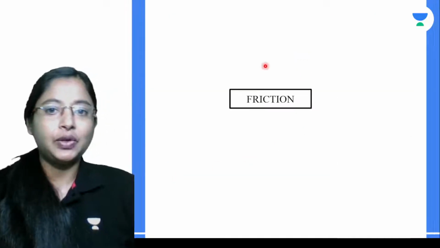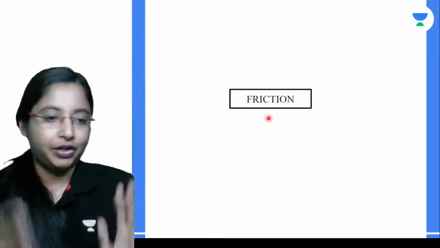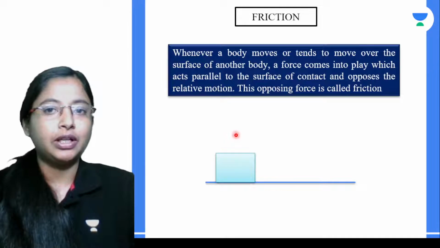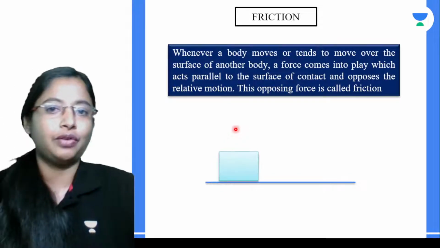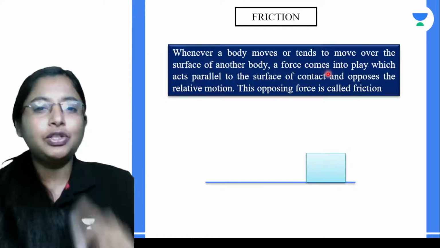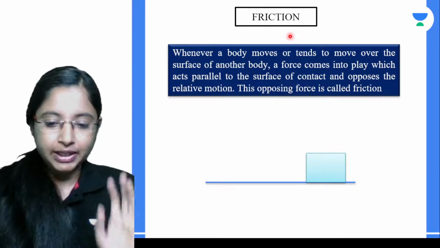Today's class we're going to learn all about friction, so we'll see the basics about friction. Whenever an object slides or moves over the surface of another object, a force comes into play which brings this object to rest. That force is basically friction.